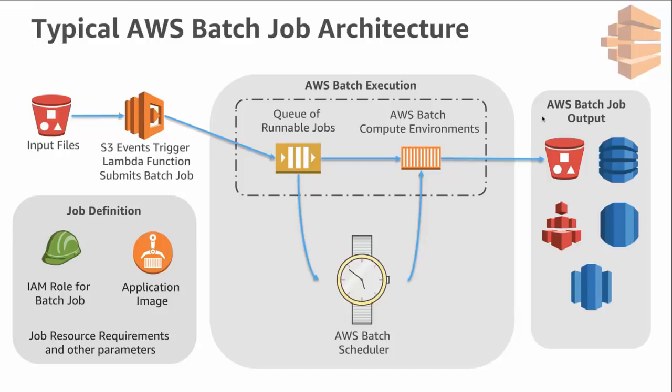Those jobs then go into a queue of runnable jobs. The AWS Batch scheduler picks them up and runs them in your AWS Batch compute environments, and then the Batch compute environments and the jobs ultimately output the job data and status, right? And that could go into something like an S3 bucket or a DynamoDB table or a relational database, et cetera. Whatever it is you need to do to store your jobs, you store the data, the output of your jobs, long term.